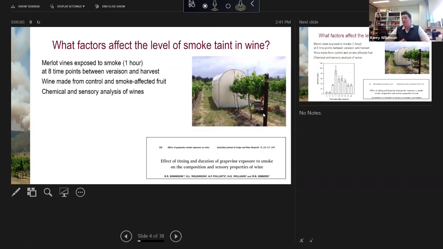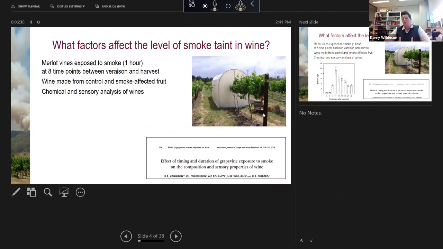And so the first field trial that she did was to expose Merlot grapevines to smoke for 1 hour at 8 different time points during the growing season. So it was around about veraison. Veraison is the time at which the grapes start to shift from a development phase to a ripening phase. So it was about this stage of growth that we had the equipment ready to go. And so she applied smoke at 8 different times from veraison through to harvest.